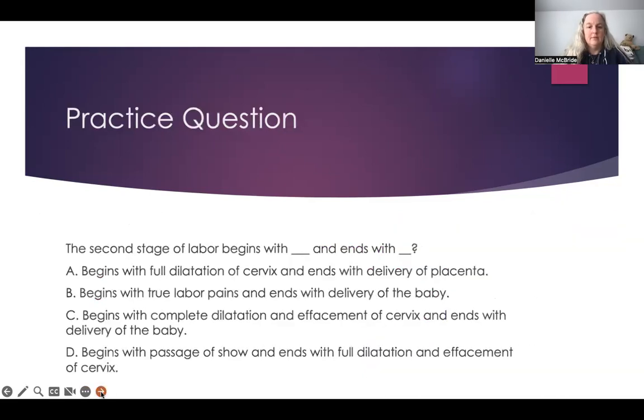All right. So second stage of labor, when does it begin and when does it end? Second stage begins with full dilation of the cervix, ends with delivery of the baby. So C, complete dilation and effacement of the cervix, ends with delivery of the baby, is correct.